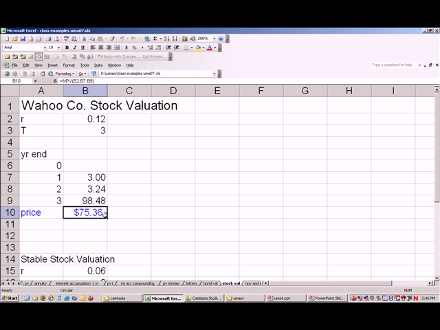Very importantly, what this means is that if the market puts a capitalization rate of 12% on Wahoo stock, and then has this stream of expected dividend payments and expected stock price in year 3 of $94.98, then the market would be willing to pay, right now, $75.36 for a share of Wahoo stock.